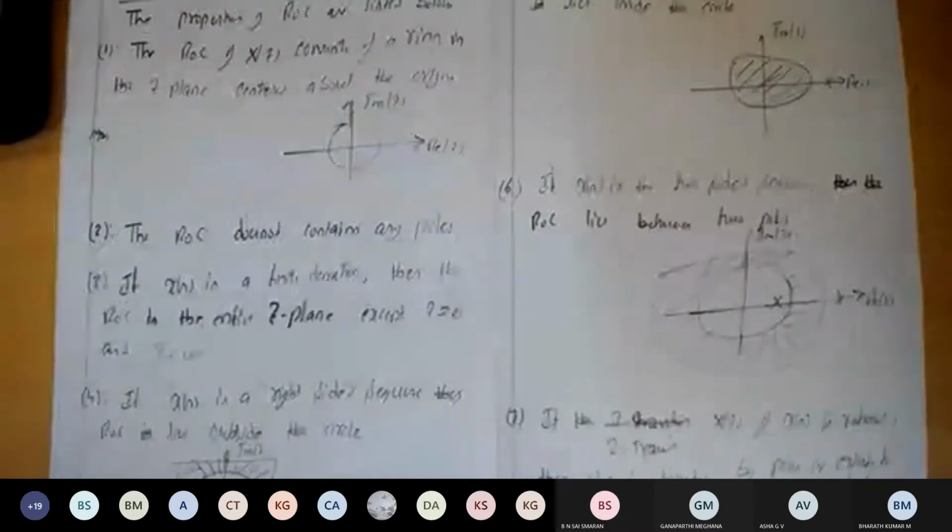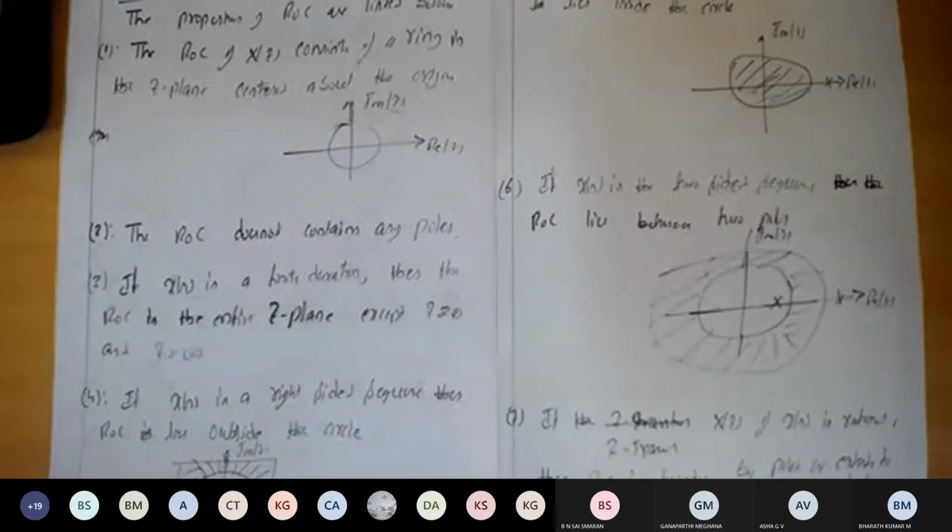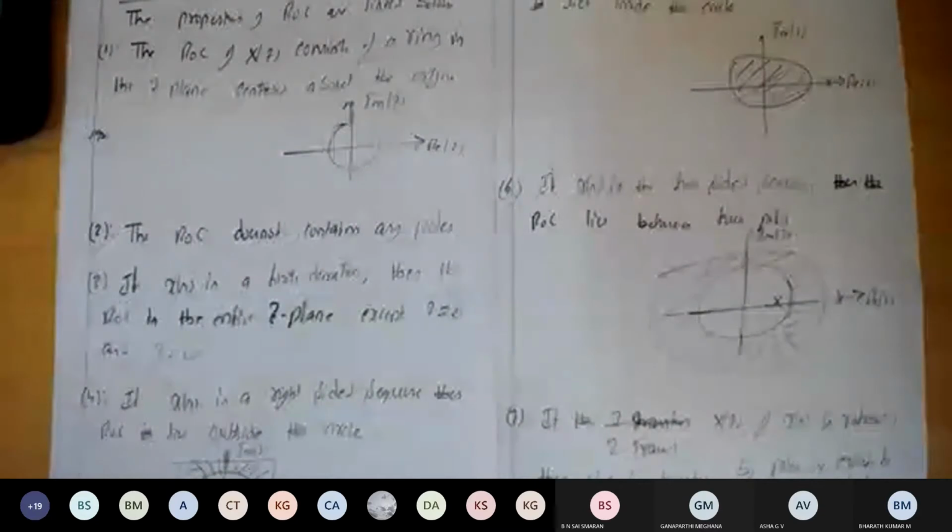These properties are very important. In the exam, they will ask many properties. Based on this, you may get around 6 to 8 marks.